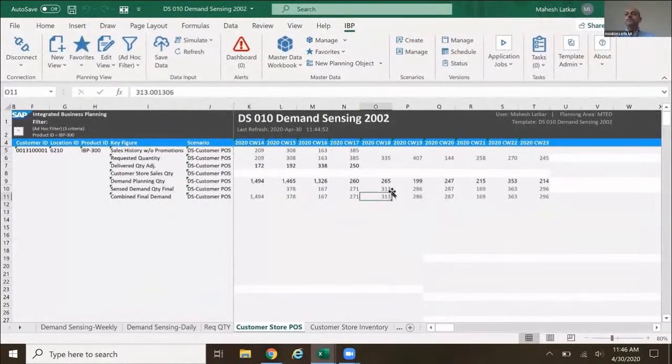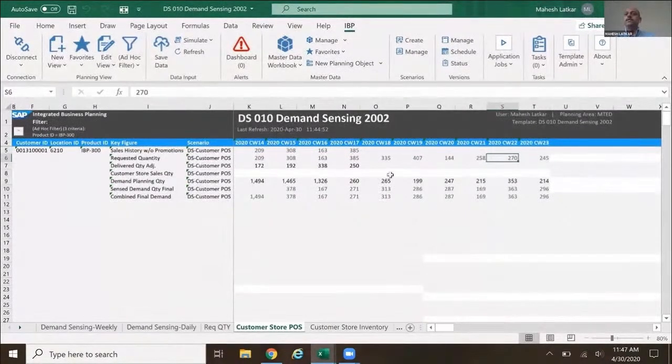If you look at these numbers here, this is your demand planning quantity, which is coming from demand planning for the immediate buckets, and this is your sense demand. Final sense demand, if you look at this number, there is a big difference. These are on the lower side and it's been very high this week. If you look at this, 199 versus 286, it is picking up the pattern and it is respecting your open sales requested quantity as well.